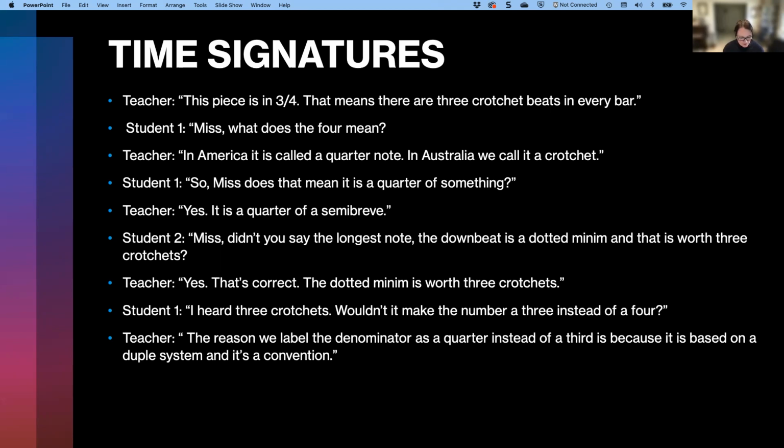The dotted minim is worth 3 crotchets. Student 1: I heard 3 crotchets. Wouldn't it make the number a 3 instead of a 4? Teacher: The reason we label the denominator as a quarter instead of a third is because it's based on a duple system and it's a convention.